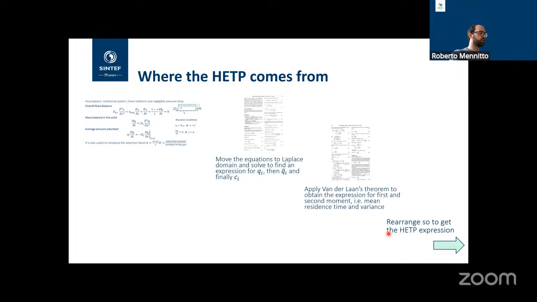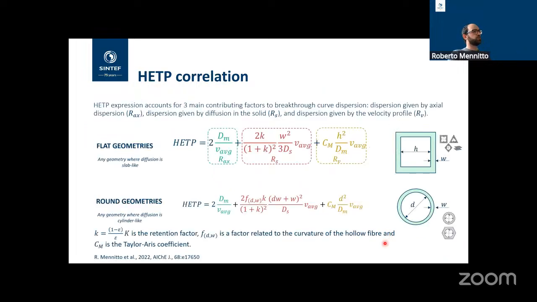So let's have a look at how the HETP correlation then looks like. The HETP correlation for a monolith is the sum of three main terms that we will call resistances. The first resistance that we see here is the resistance given by the axial dispersion, and it's proportional to the molecular diffusivity of a molecule in the free channel over the average velocity that we flow in.